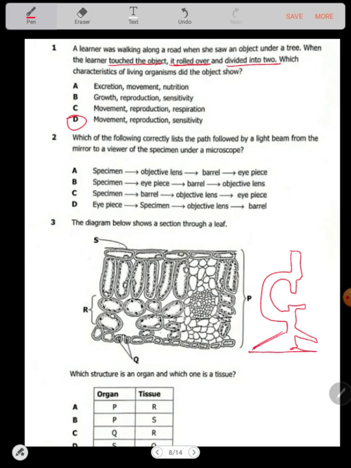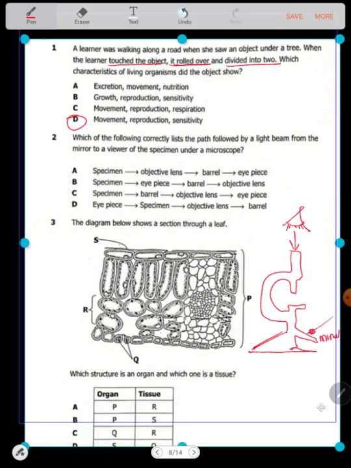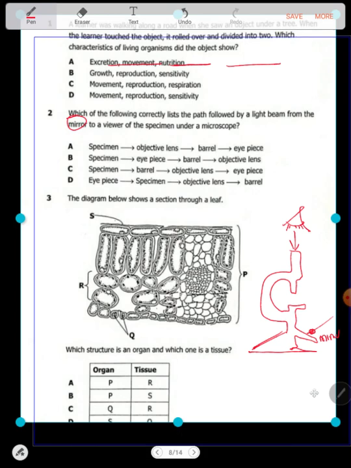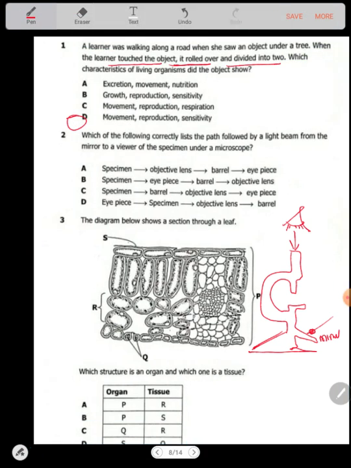Now we know that what we have here is where the eye is, and you are viewing direct. Now they're saying which one is correct. They're saying beam from the mirror. So the mirror is here. This is where the mirror is. So light when coming will hit there, then it will pass like that. From the mirror, it will go through.